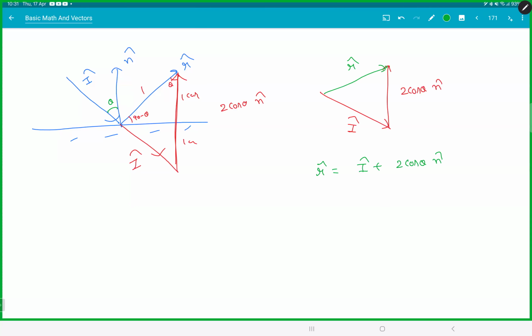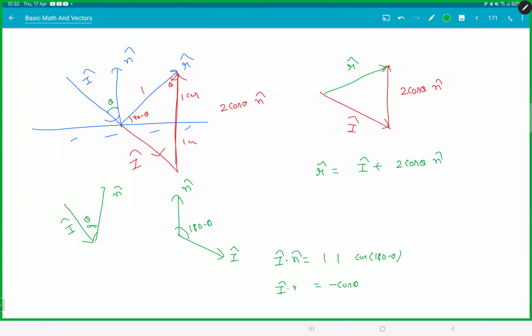Now I know this angle is theta, but be careful there. This is joining head to tail, so this is not the angle between vectors. The angle between vectors will come when you join them tail to tail. So this angle is 180 minus theta. If I do the dot product here, I cap dot n cap, mod I cap is 1, mod n cap is 1. That will be cos 180 minus theta. So this was actually minus cos theta is I cap dot n cap. I took cos theta and dumped it here. Is that making sense?